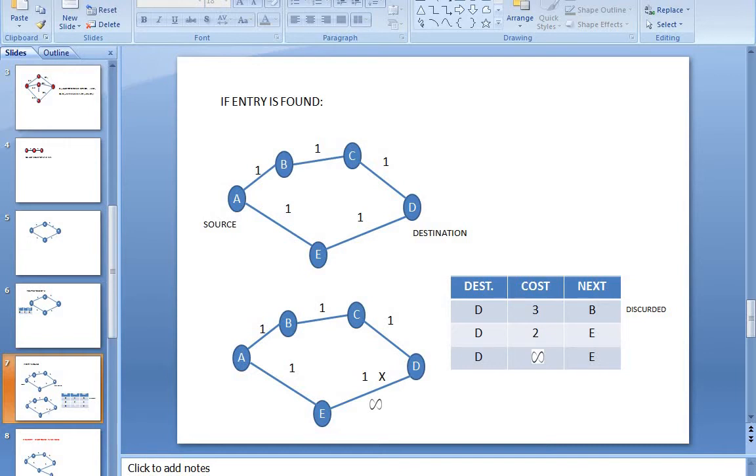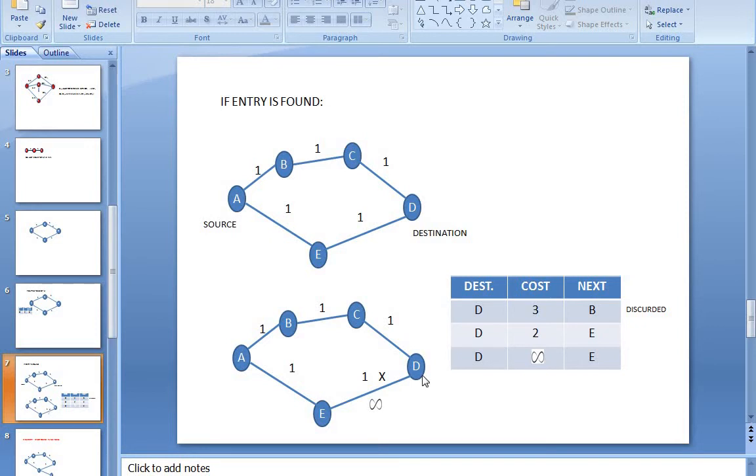What does it mean? Let's see this diagram. Here A is the source and D is the destination. If A sends the data from A to B, then B to C, and finally C to D, the cost will be what? 3. 1 plus 1 plus 1, 3. And if it sends the data through router E, then the cost will be 1 plus 1, 2.